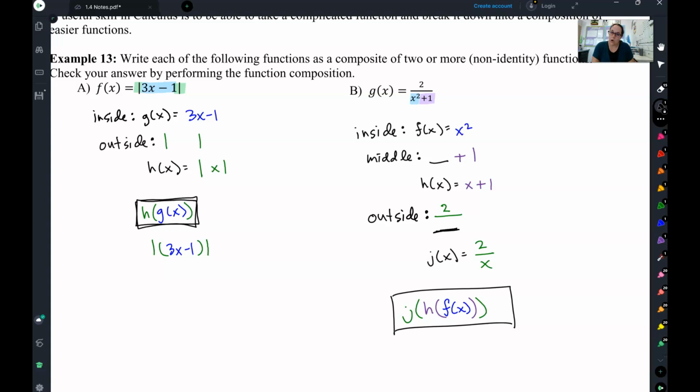And that is all we have for lesson 1.4. Hooray! You are finally done.